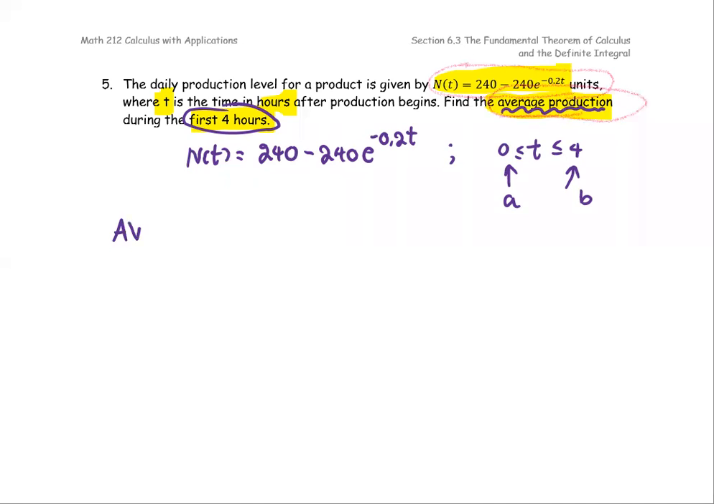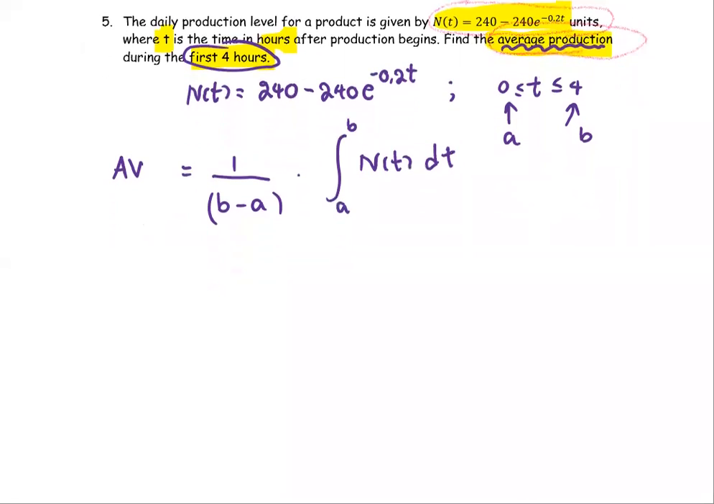We're going to find the average production level by using the formula 1 over B minus A multiplied by the antiderivative from A to B of the function N(T) with respect to T. For our case, B is 4, A is 0, so 1 over 4 minus 0, times the integral from 0 to 4 of 240 minus 240 times e to the negative 0.2 T with respect to T.